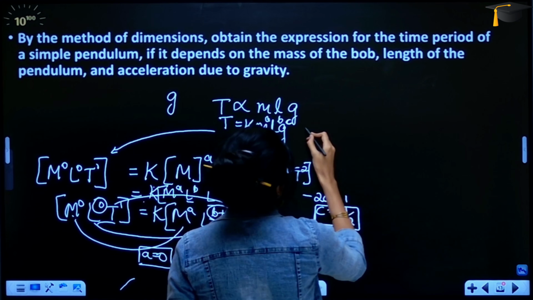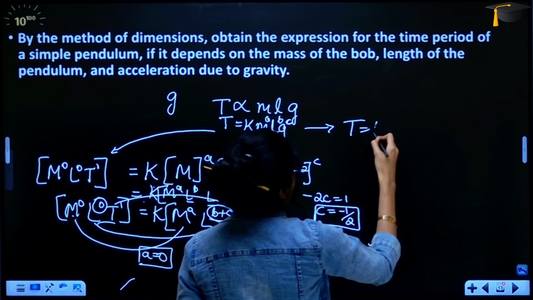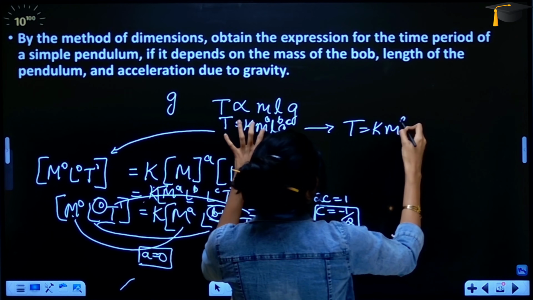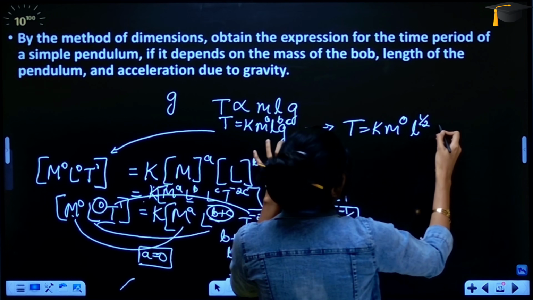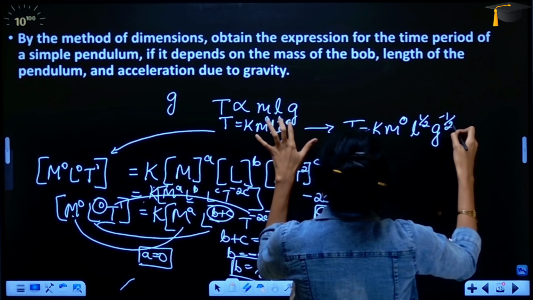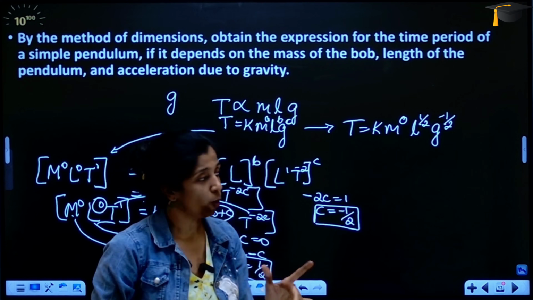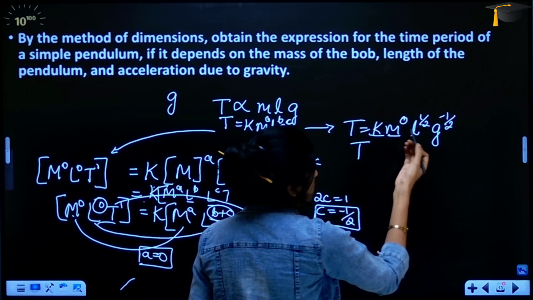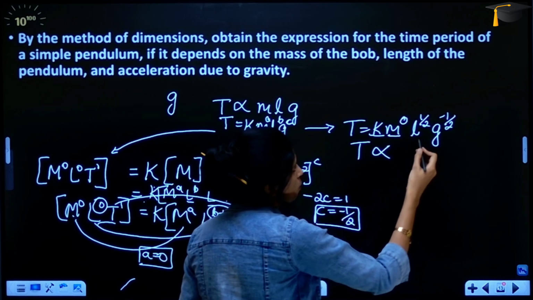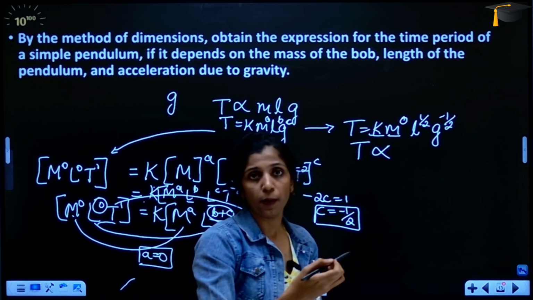The main equation was T equals K, M to the power A; in place of A put 0, L to the power B; in place of B put half, and G to the power C; in place of C put minus half. Okay, so now you can see here K is constant, M to the power 0 is 1, therefore T is directly proportional to L to the power half and G to the power minus half.